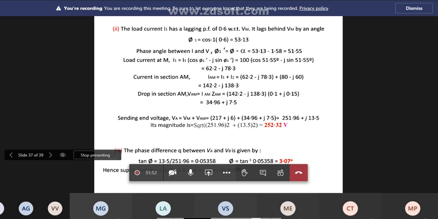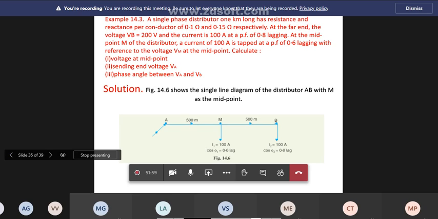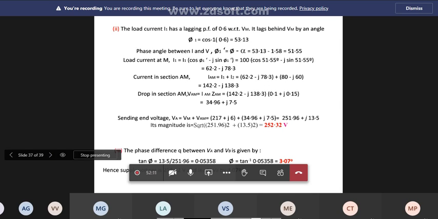Therefore the sending end voltage VA is equal to, look at the picture, VAM plus VMB plus VB. The value is 252.32 volts.